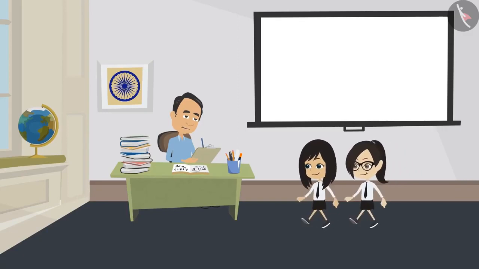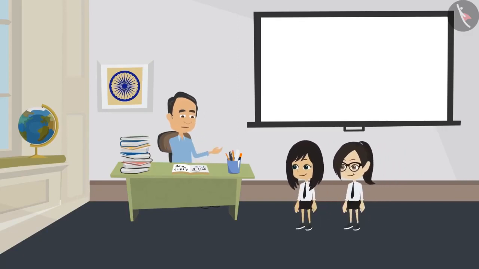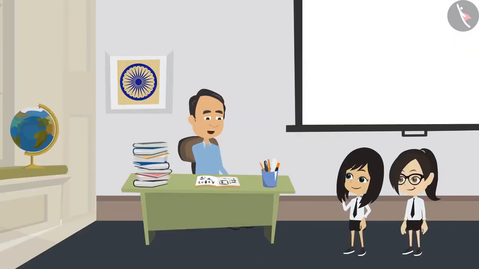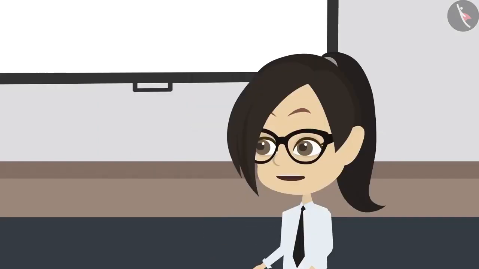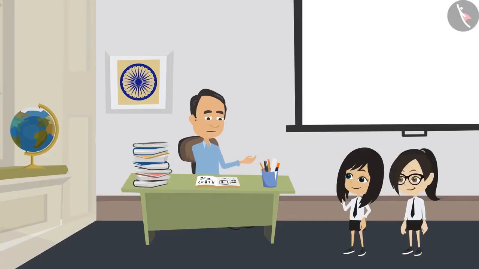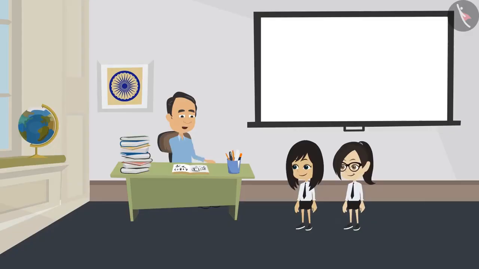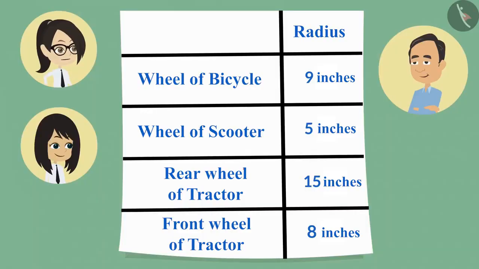Neha and Vandana, did you get some success in measuring the wheels you were talking about yesterday? Yes sir, we measured all 4 wheels. So to measure the wheels, which properties of the circle did you measure? Sir, we measured the radius of all the wheels. Then let us see whatever you have measured. Here you are, sir. Yes, your measurements look right. Which wheel had the largest circle? The rear wheel of the tractor had the largest circle.